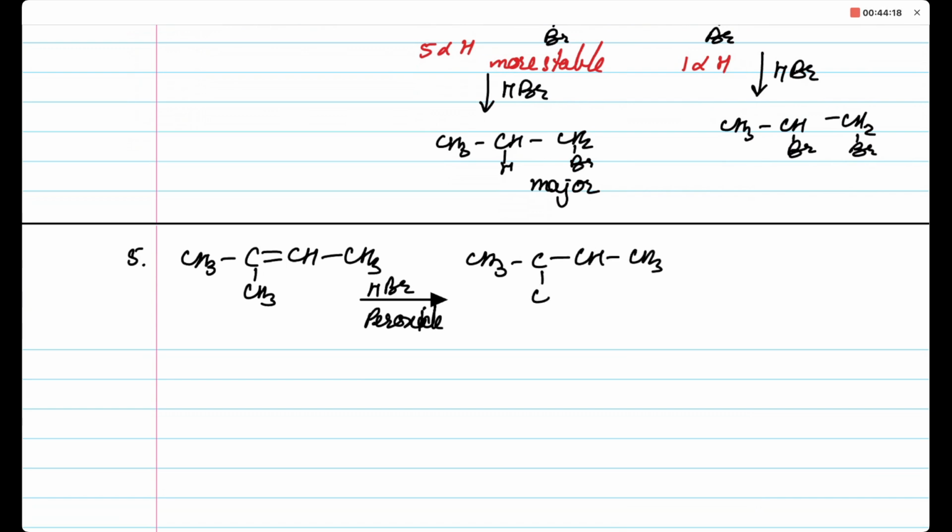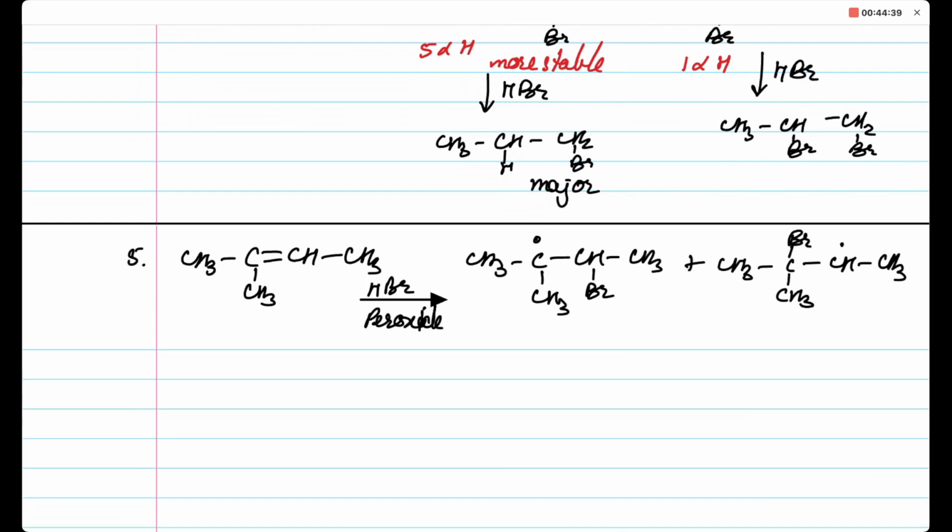CH3. Here we have CH3, and let's say we have the bromine attacking on the right side. The radical is going to be formed on the left side. And if bromine happens to attack on the left side, the radical would be formed on the right side.